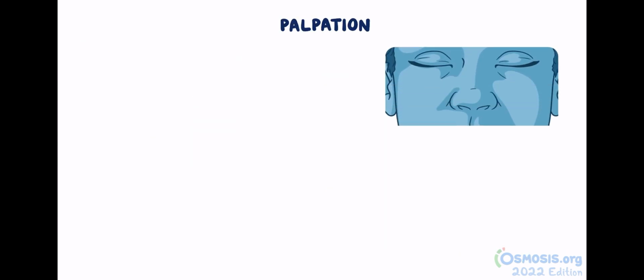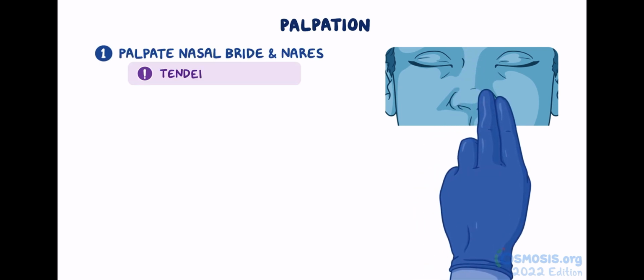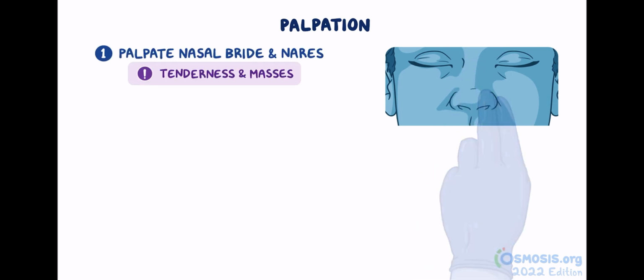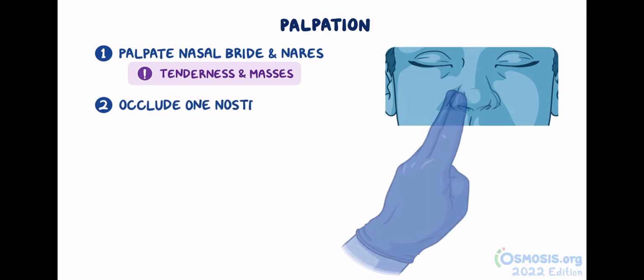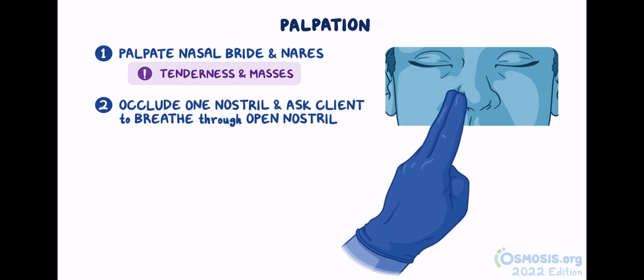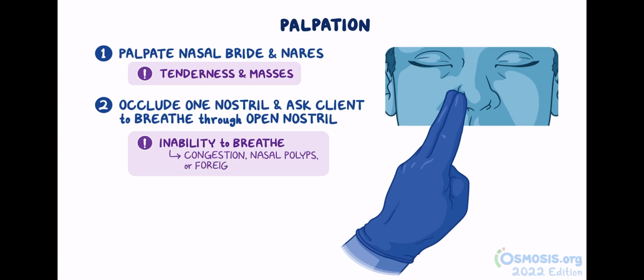Okay, next you move on to palpation of the nose, mouth, and throat. First, you'll palpate the nasal bridge and nares for tenderness and masses. To test for patency, gently occlude one nostril at a time and ask your client to breathe through the open nostril. They should be able to move air freely through each nostril. Inability to breathe through a nostril can be a result of congestion, nasal polyps, or a foreign body.